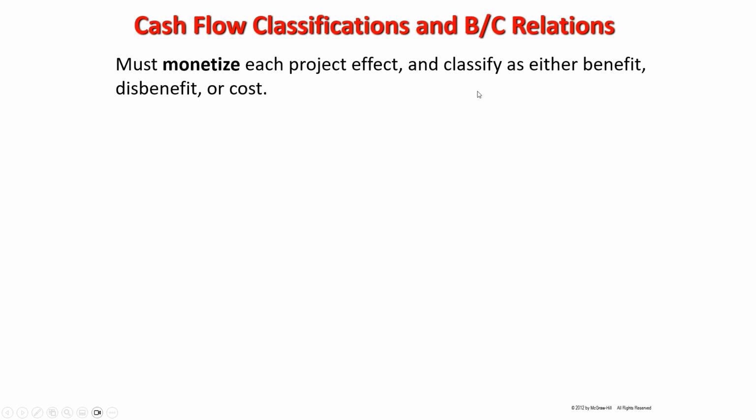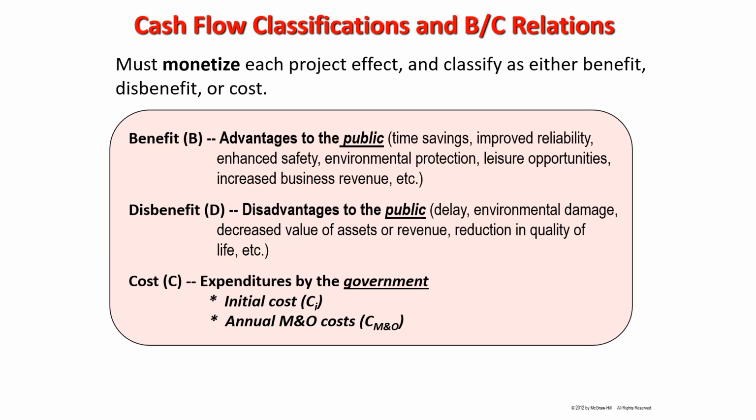But the benefits and disbenefits are a little bit more tricky to put a dollar value on. So here are the definitions of each of those terms as we're going to use them in B/C analysis. And here, where it says B/C, that is intentional because we're going to calculate a ratio. We're going to have the benefits in the numerator, the costs in the denominator, and we'll calculate a ratio.